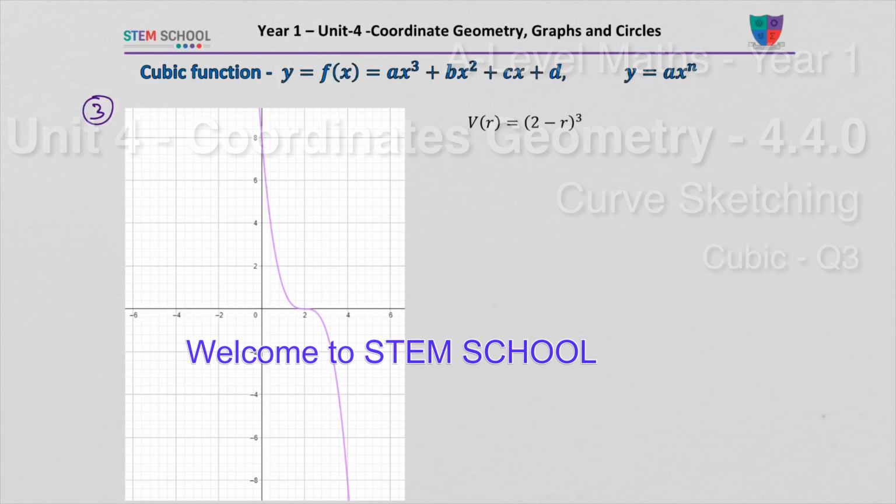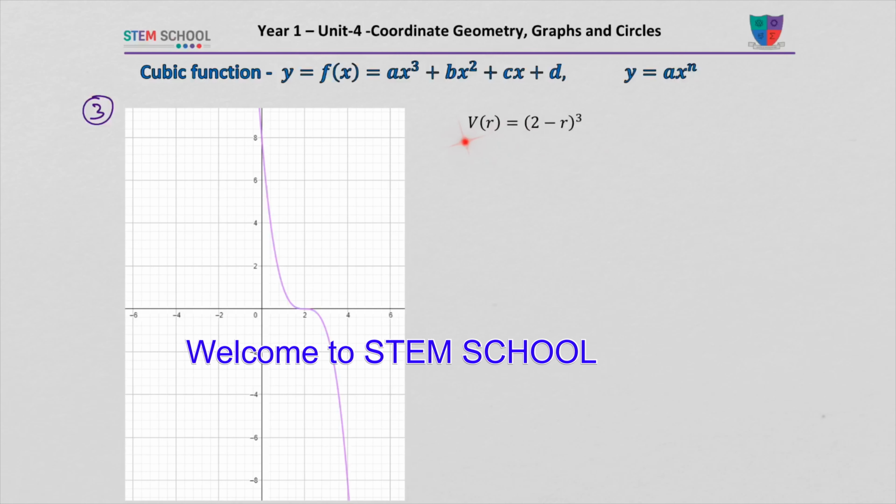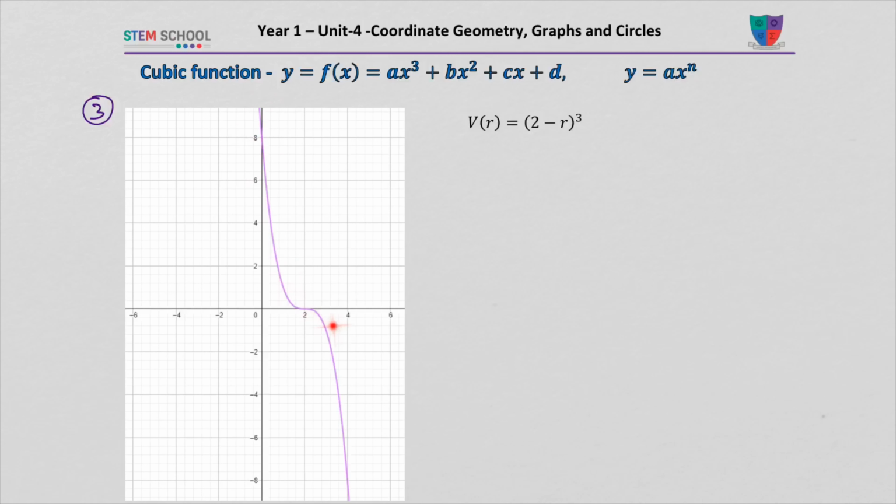Question 3, we want to sketch this curve. Obviously, this is the result of the curve. But how do we get here? What we need to do first is write this as the factors. We've got 3 factors here.